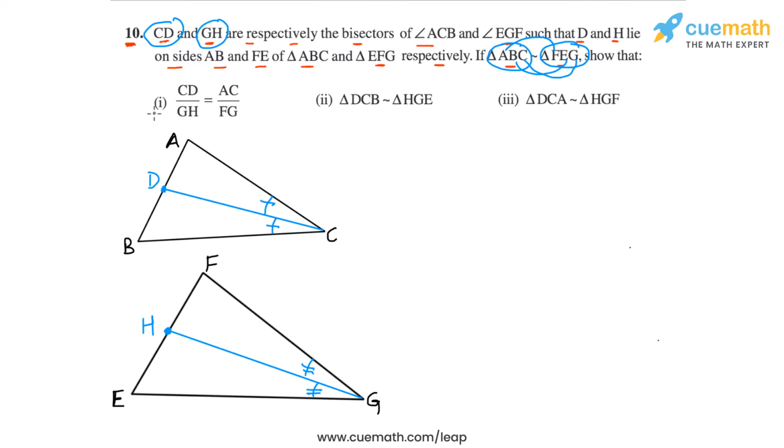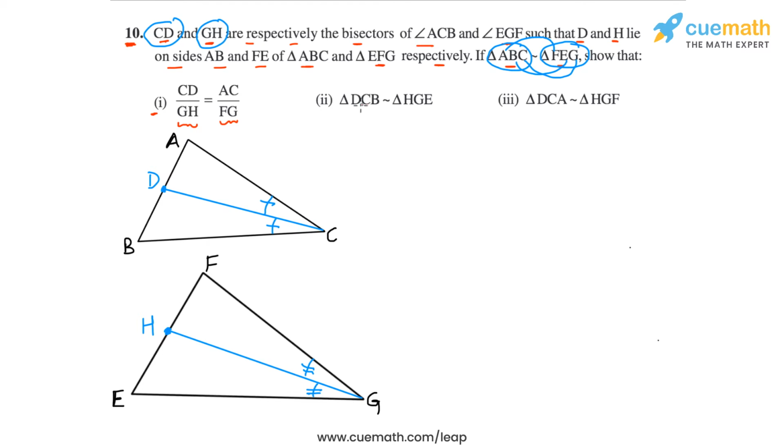So in part 1 we have to show that CD by GH is equal to AC by FG. So basically we have to show that CD and GH, the angle bisectors that I've highlighted, are in the same ratio as the other corresponding sides of the two triangles.